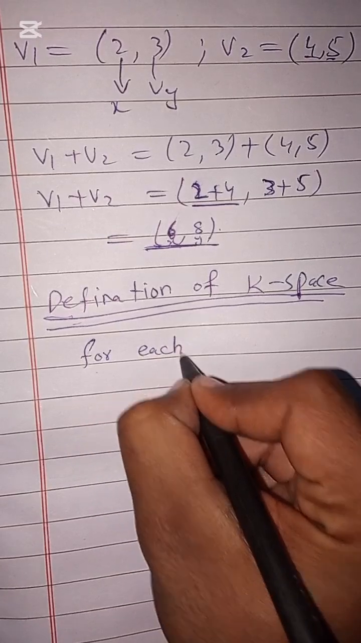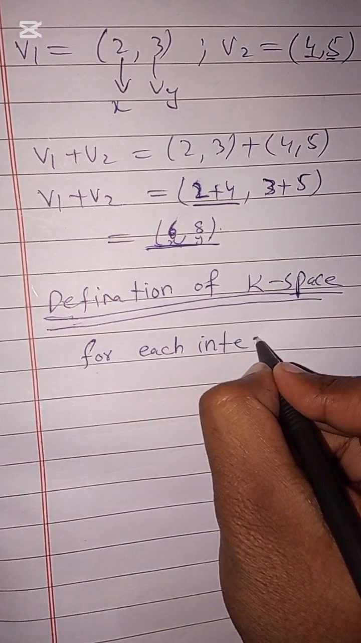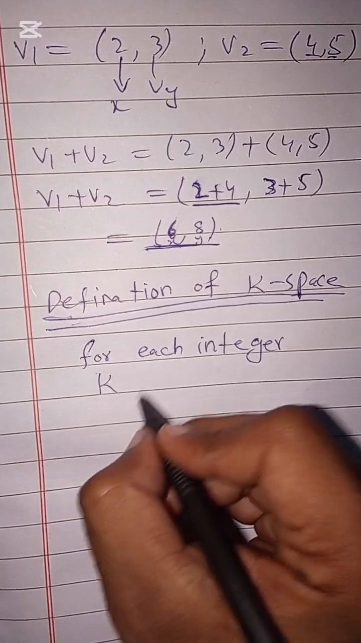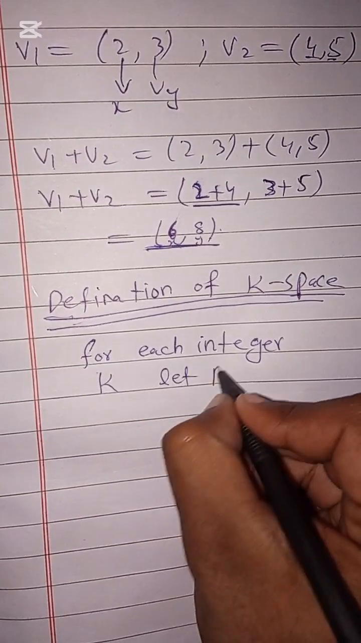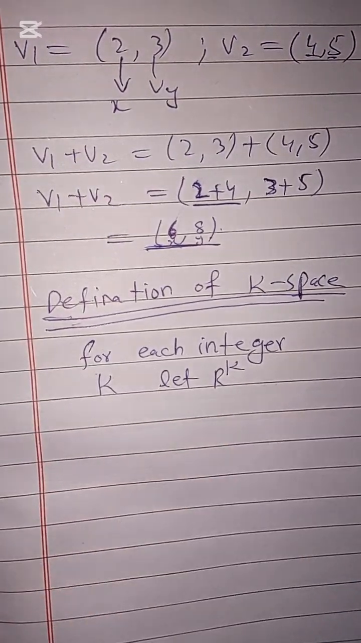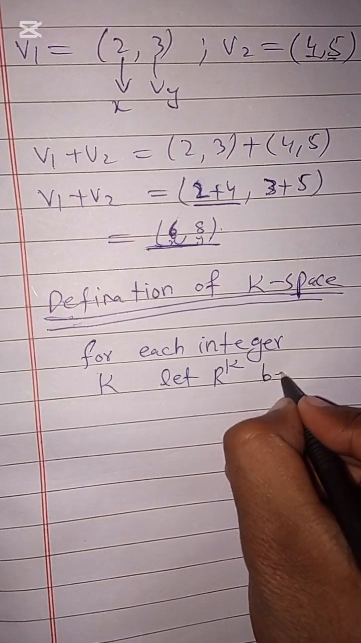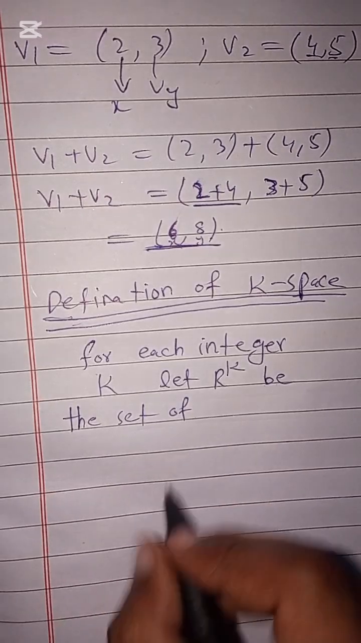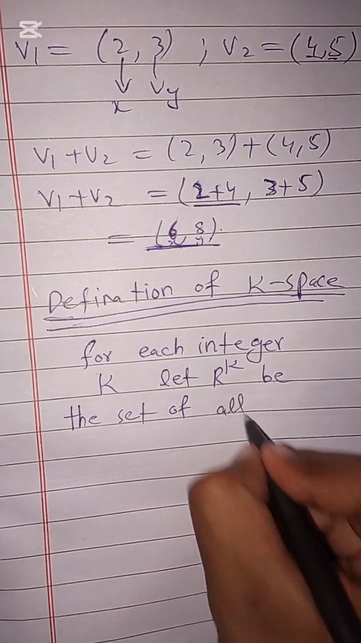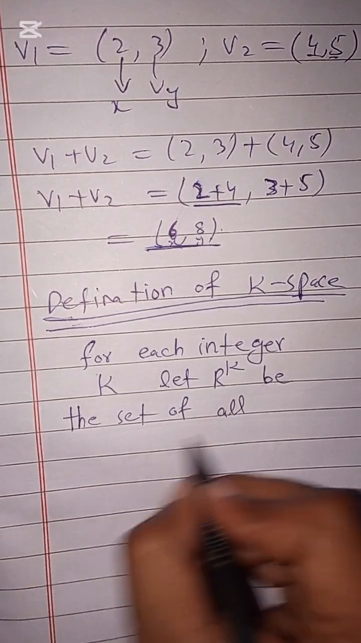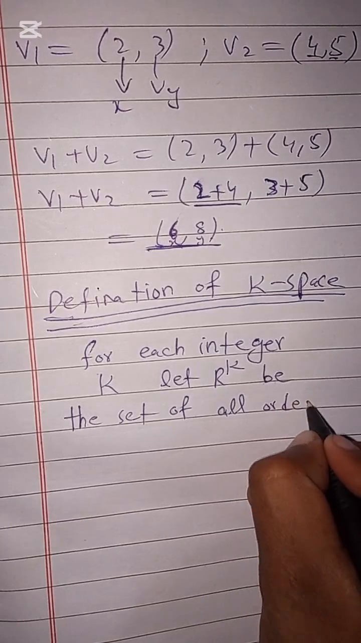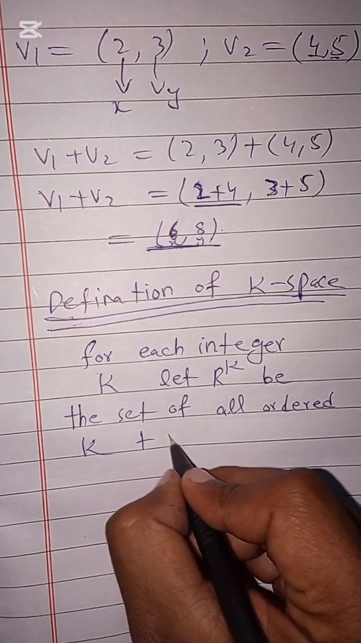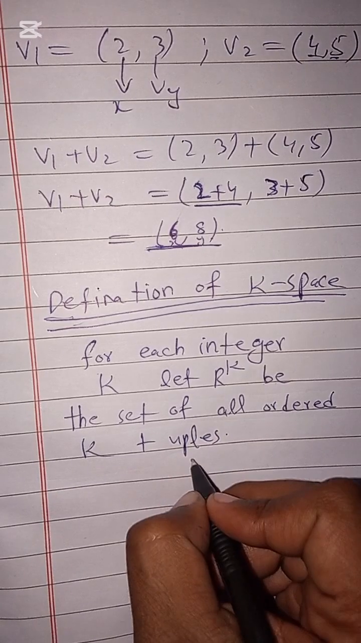For each integer k, let R^k, the Euclidean space, be the set of all ordered k tuples. Ordered k tuples. What does it mean by k tuples?